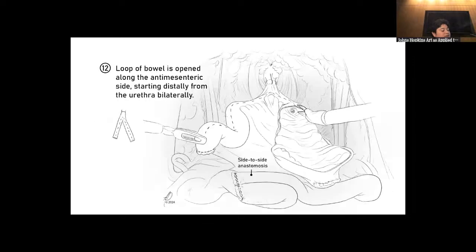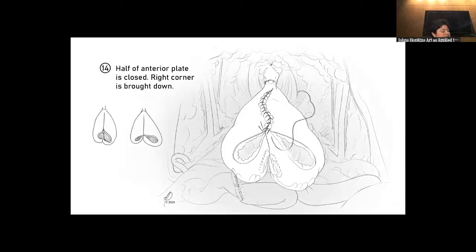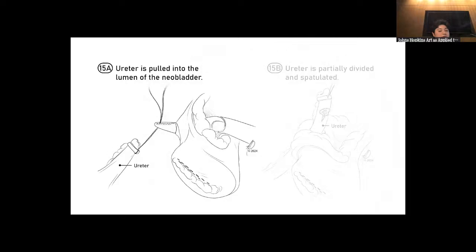The neobladder is formed by opening the bowel along the antimesenteric side bilaterally, and the posterior plate is sutured, with the right side being brought down in a dog-ear fashion to create a larger posterior template. The anterior plate is closed halfway. The corners of the right side are connected to the anterior suture line to form a rounded bladder dome.